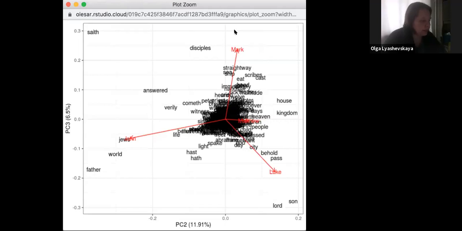But please be careful: how much variance does this plot explain? Could you tell me? Please sum up 11.9 and 6.5. You see, we only see about 17 to 18% of variance explained. So this is just a hint to look at the explained variance first and then interpret your data.